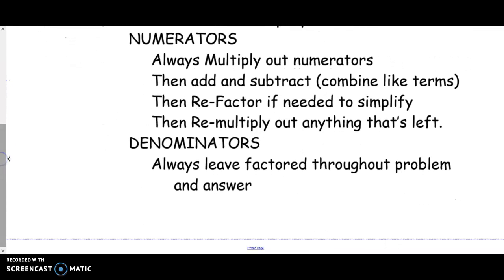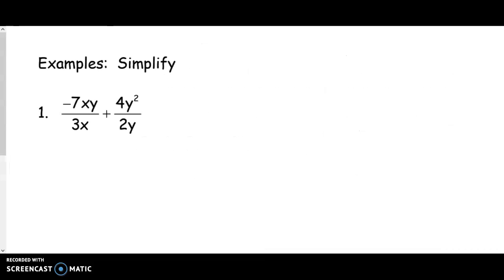So let's go ahead and go through these and see what happens. All right, number one right here. Our denominators are 3x and 2y.